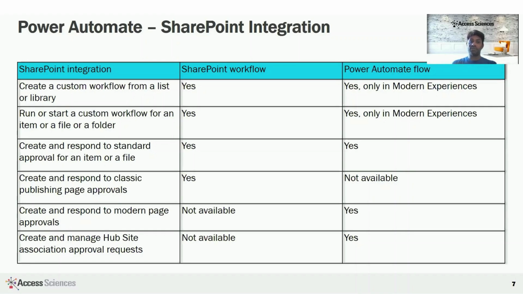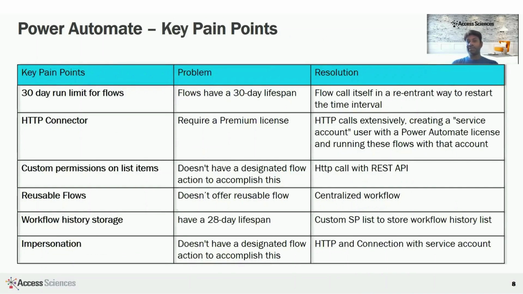The same thing if you're trying to run the custom workflow from the item, file, or folder in the classic experience, you cannot do it. You have to have a modern list. So there are a few areas that are not supported by Power Automate, and a few areas that can be supported. But again, these limitations are not a showstopper to use Power Automate, because it offers a lot of great benefits. So now let's jump into the actual main slide. That's the slide I really want to focus on and talk about.